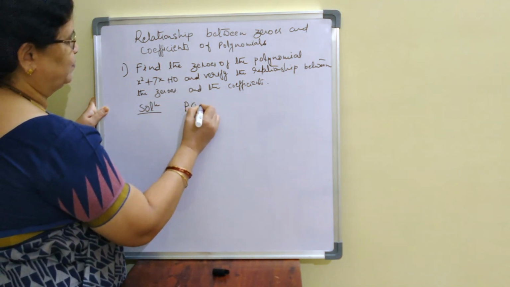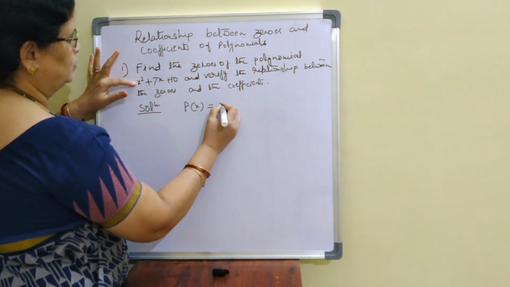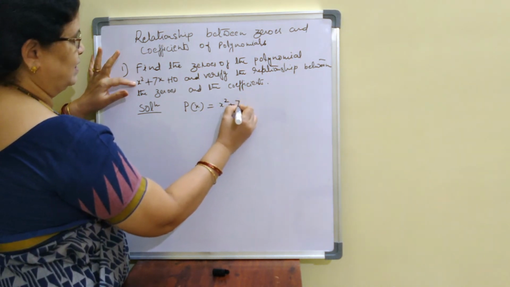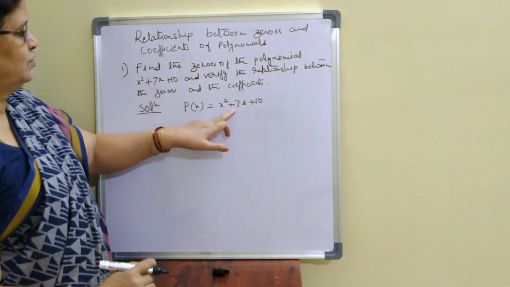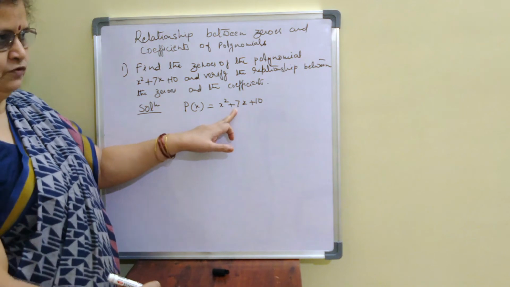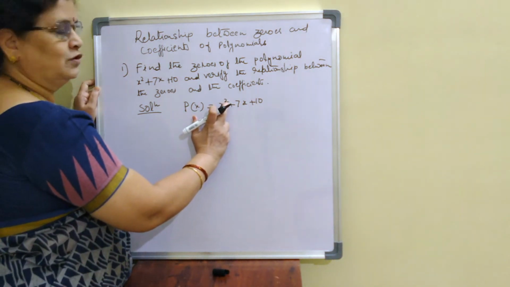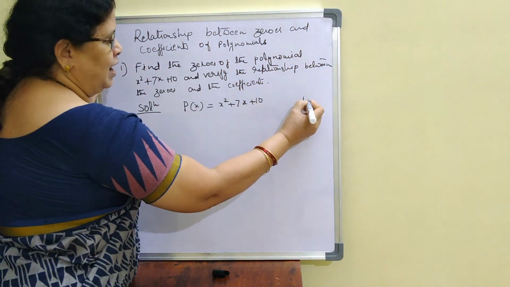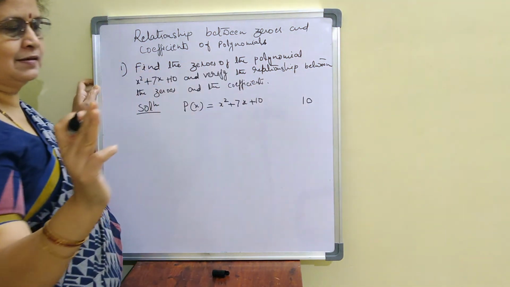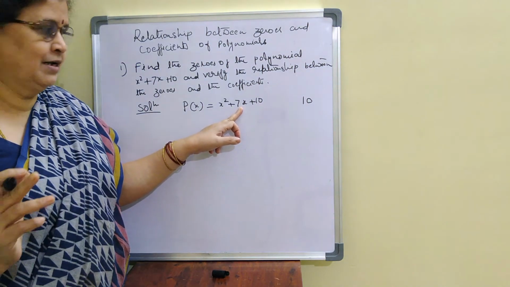Let p of x be the given polynomial, that is p of x is equal to x square plus 7x plus 10. Now how to find the zeros of this polynomial? Zeros means the values of x. Here we are going to get two values for x because it is a quadratic polynomial. So I need two numbers. How to split this? Let us get the zeros by splitting the middle term.